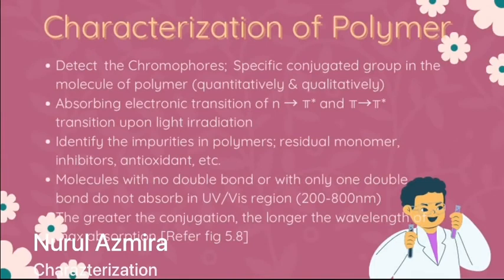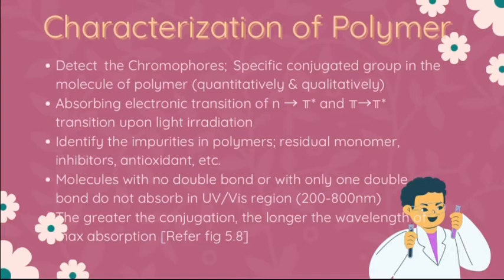Now let's move on to characterization of polymer. This UV visible spectroscopy is able to detect the chromophore. Chromophore is a specific conjugated group in the molecule of polymer which can be identified quantitatively and qualitatively. It will absorb through electronic transition from bonding orbital level to anti-bonding orbital level, which is n to pi star and pi to pi star transition upon light irradiation.